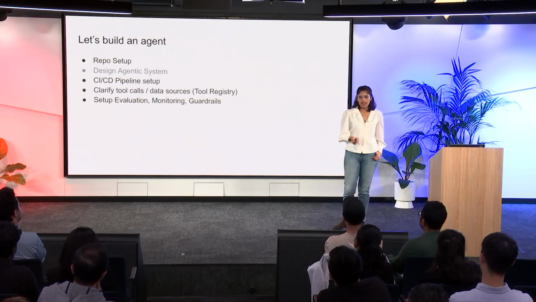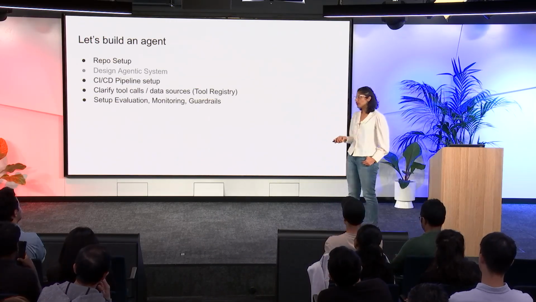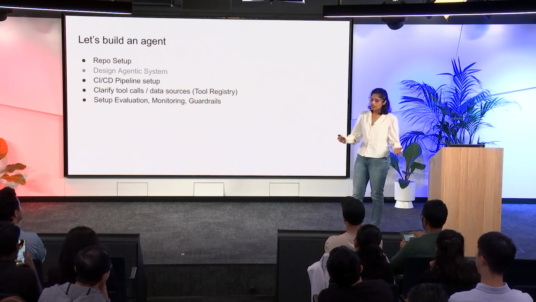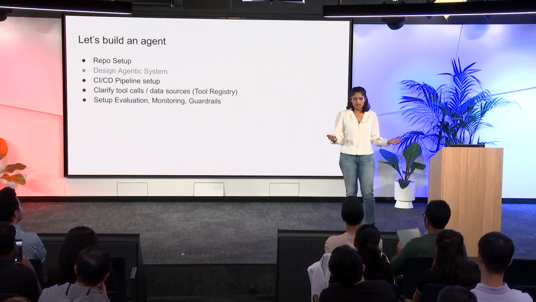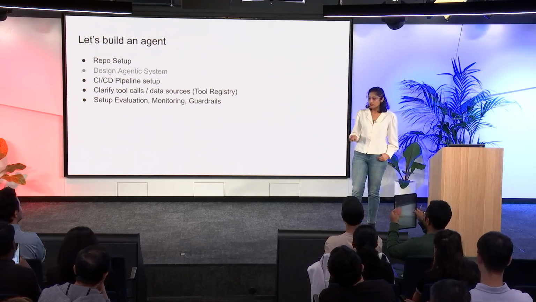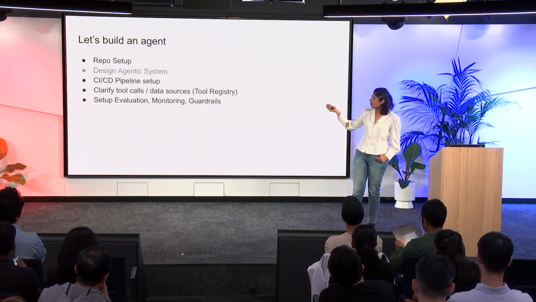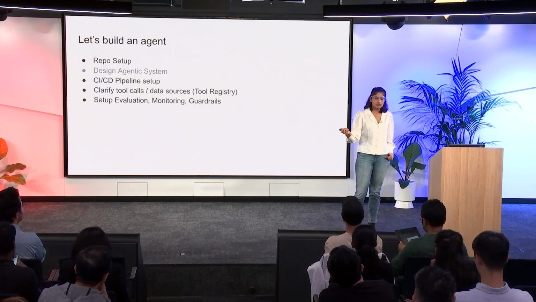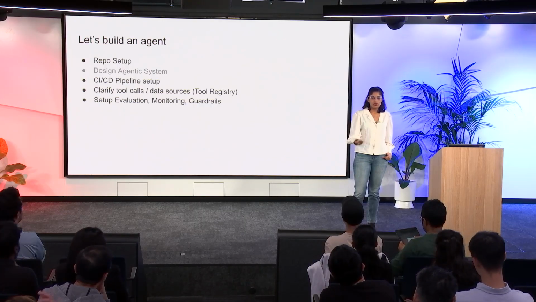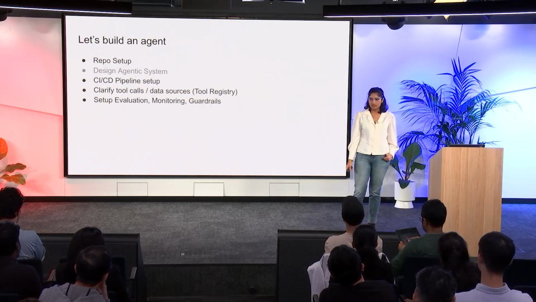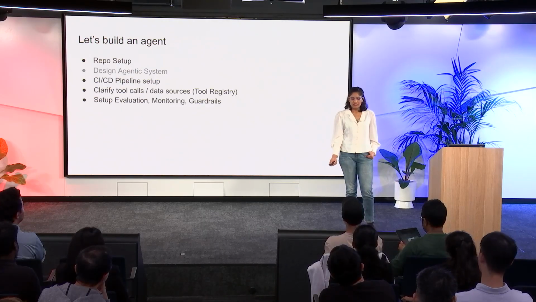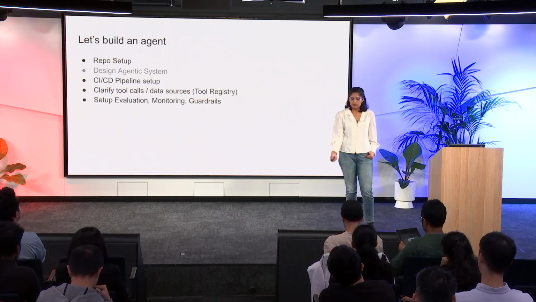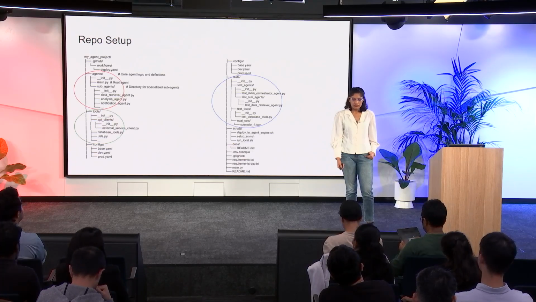So the way I actually want to talk about this is, from my experience, what I've learned in building an agent. So let's build an agent together. I'll talk about repo setup, not so much designing that system, because you've read articles from Anthropic about the different agentic patterns, so I'm not going to talk about that today. I'll touch a little bit on CI/CD setup, tool registries, and then the main part, which is evaluation, monitoring, and guardrails.